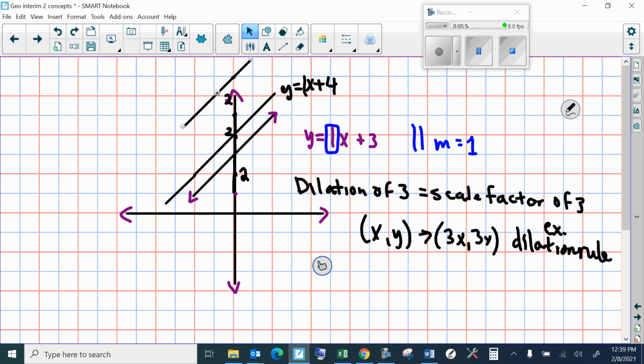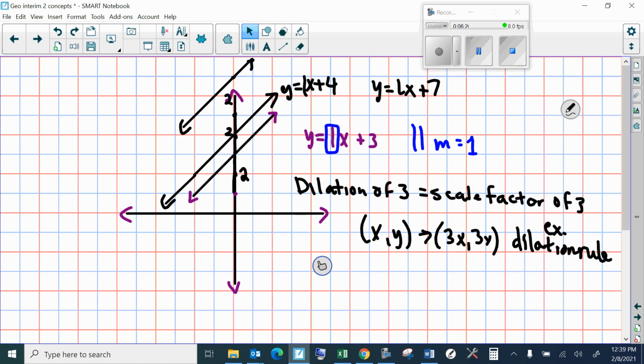Okay, that can't change. So it's still going to be y equals 1x, but now the y-intercept is where? Well, 1, 2, 3, 4, 5, 6, 7, plus 7. Y equals 1x plus 7. Okay, that would be the equation. So that's what happens when the center of dilation is not on the line itself.